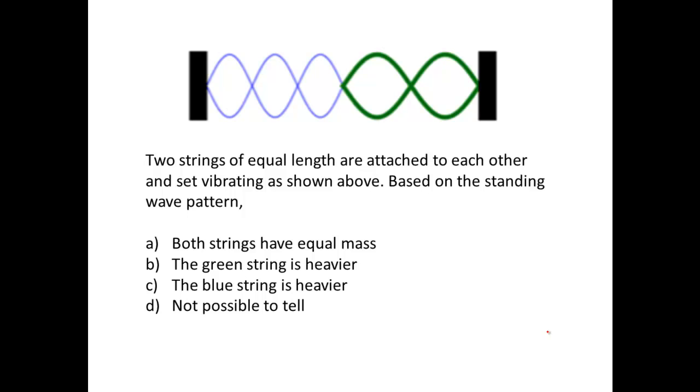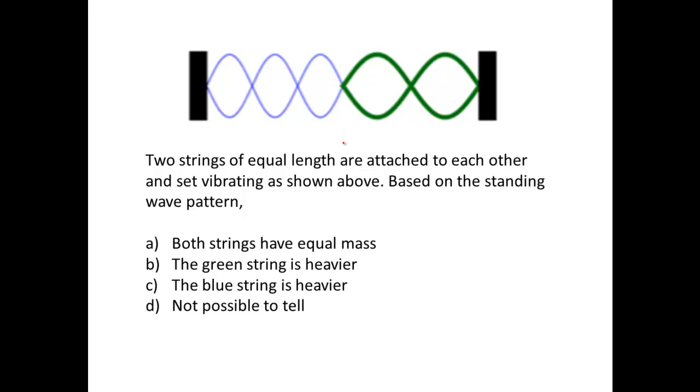So here we have two strings of equal length attached to each other and set in the vibrating pattern as shown. Based on the standing wave pattern, we want to figure out which one has more mass or if either of them do. Now, we kind of already clued in that this green one is probably the heavier one, but let's try to make sense of this.